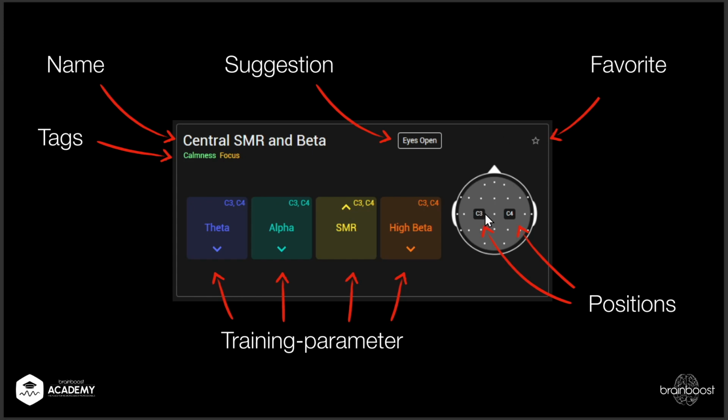These are positions of the active electrodes. This is a head we watch from above. So this is the nose, left ear, right ear. And here we see the active electrodes are C3, C4, and of course we then need reference and ground.